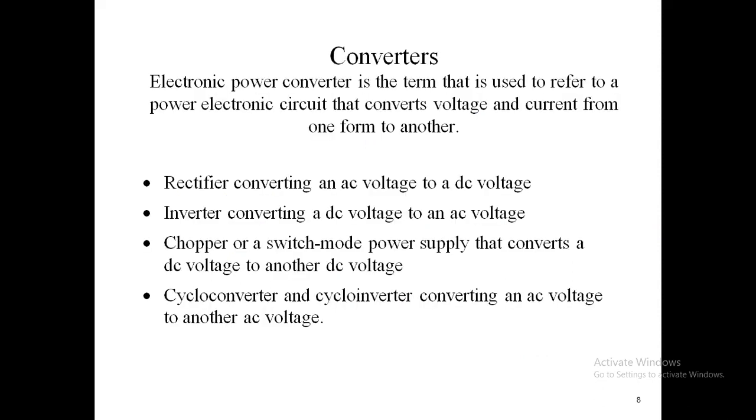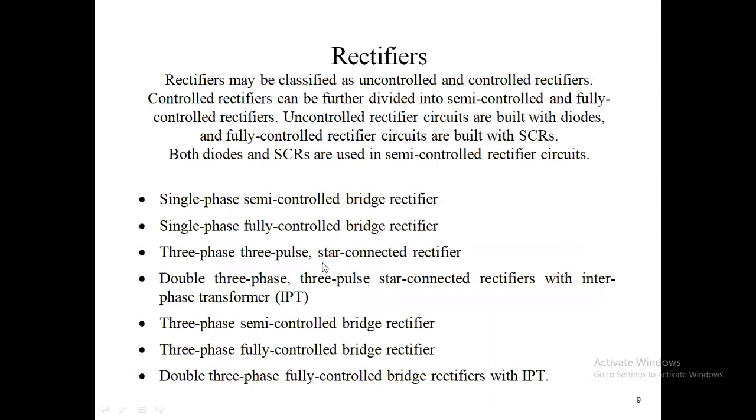So let us talk about the converter. A power electronic converter refers to a power electronic circuit that converts voltage and current from one form to another. Sometimes it will be voltage, sometimes current, and sometimes frequency. As we have already discussed, a rectifier converts AC to DC, an inverter converts DC to AC, a chopper switches the voltage level from one DC voltage level to another, and a cycloconverter is used as a frequency controller, from one frequency level to another.